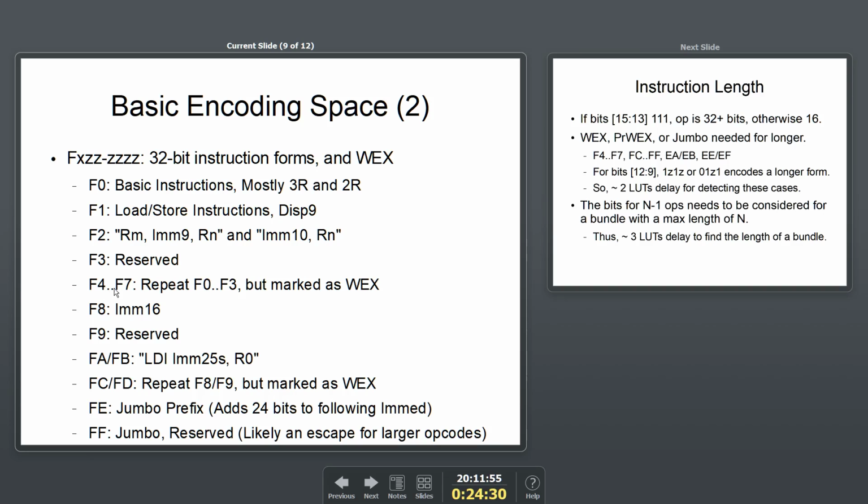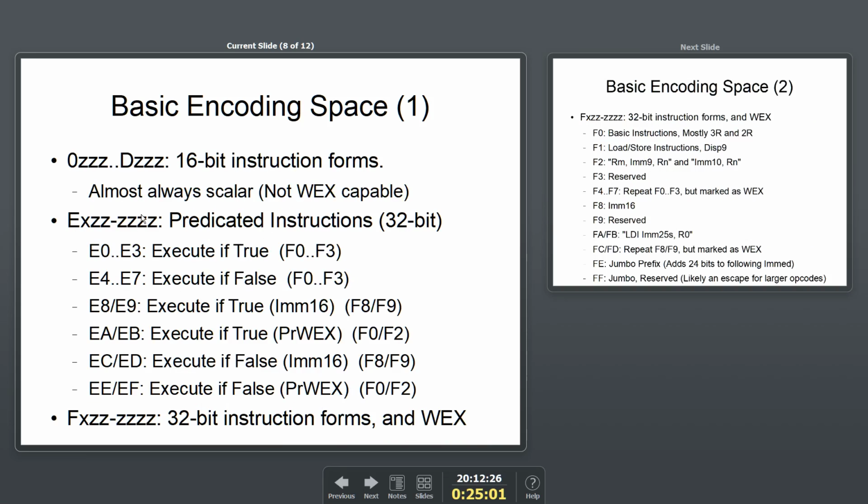So the F4 to F7 blocks, apart from being in a slightly different range, have exactly the same contents as the F0 to F3 blocks. The same basic pattern repeats and the same basic instructions are contained in both, just in this range they're interpreted as being WEX. Going back to the previous one, it's basically the same idea with these predicated blocks, as they will represent the same logical instructions, just which range they're in, in terms of their high order bits, indicates how they behave.